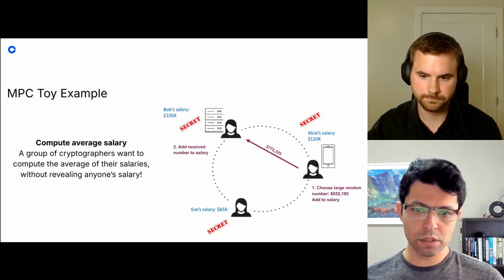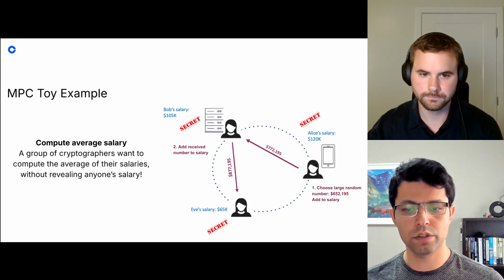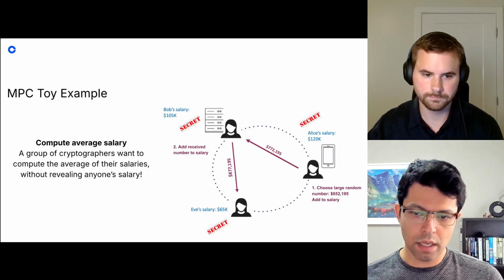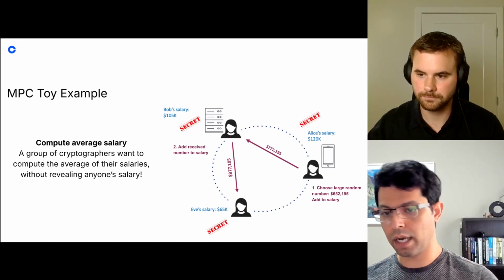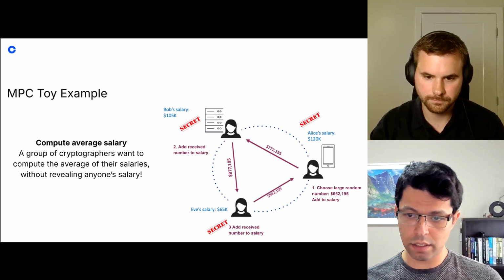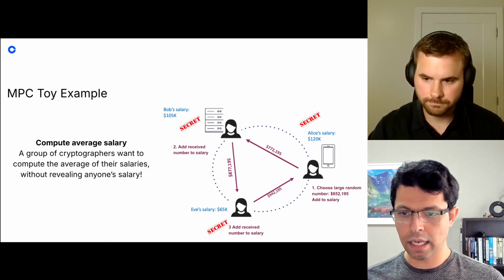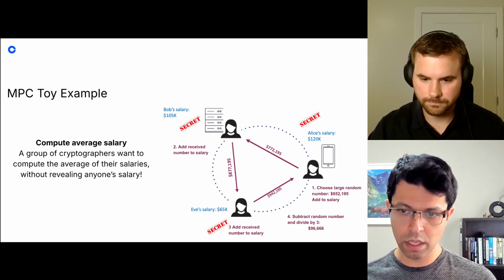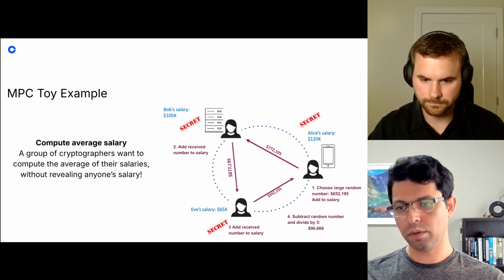So Bob is going to do the same. He's going to add his salary to this number and send the result to Eve. So the result is going to be 877K. By the same logic, Eve doesn't learn anything about Bob's salary nor Alice's salary. Eve, who is being underpaid, is going to add her salary to the sum and send 942K to Alice. And Alice, at this point, can subtract the original large random value, get the total sum, divide by 3, get the average, and then announce the average to everyone.